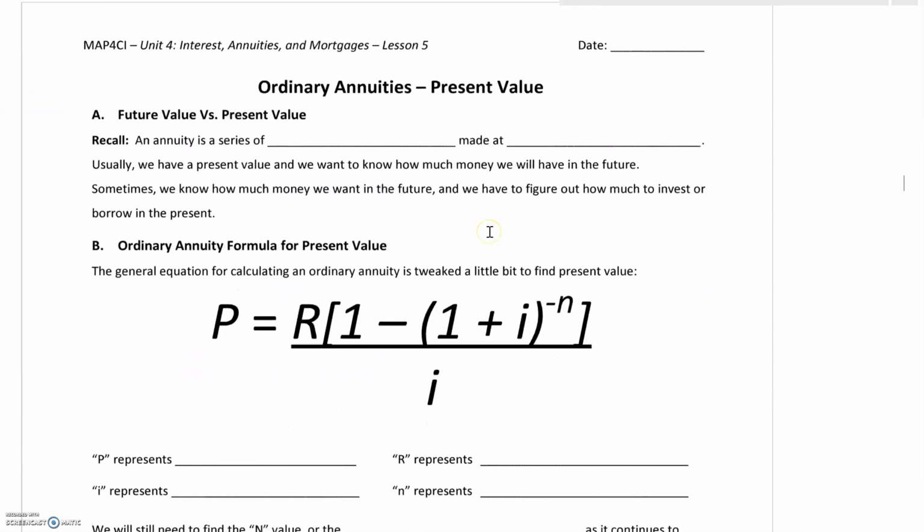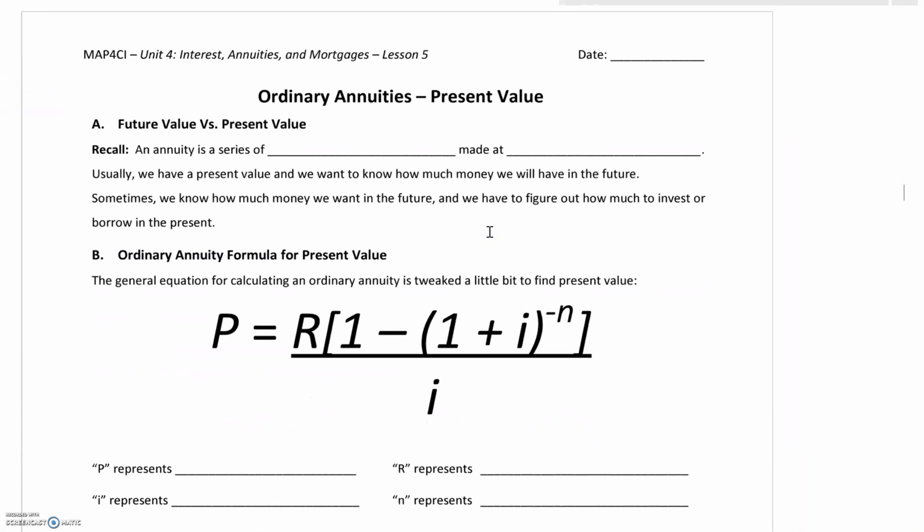Okay, so since I'm not here, I'm just going to do a few examples of ordinary annuities, and then the supply is going to put up the rest of the solution so that you can give it a try on your own. So to start with, we have to do a recall, and remember that an annuity is a series of regular payments. So I want you guys to fill that in.